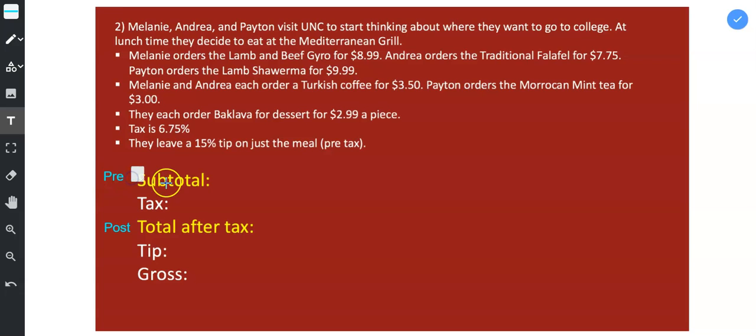Some people, when they go to a restaurant, give the waiter or waitress a tip on the total after tax is added, so the post-tax amount. Some people give the tip off of the pre-tax amount. For the EOG, you have to be ready to calculate the tip off of the subtotal or on the total after tax is added. You just have to read the directions and it will tell you what to calculate this on. Let's go ahead and begin this problem.